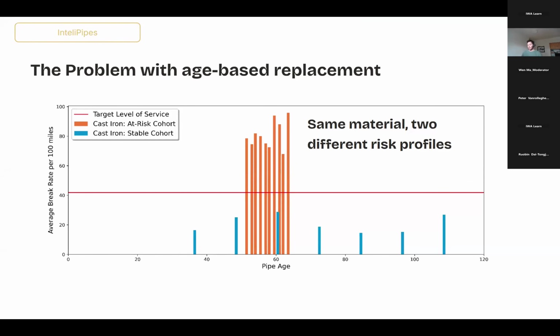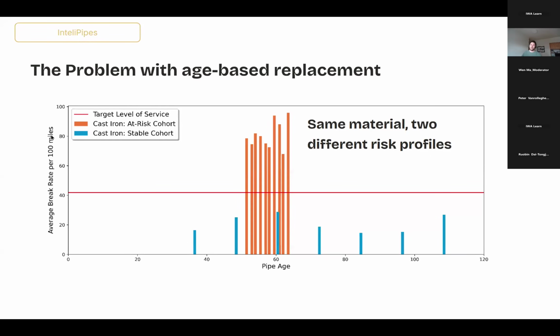What's happening is that we leave in the ground pipes that should be replaced because they are in very bad condition and are going to break year after year. And we replace pipes that would still be good for many, many years just because they are the oldest ones. So this is an example that I want to share here that we did with the City of Montreal.